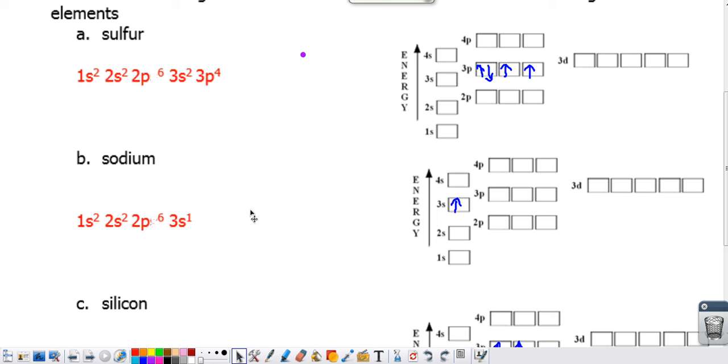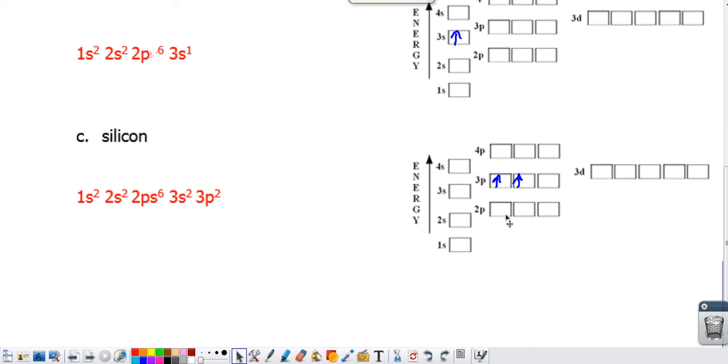For sodium, it'd be up, down, up, down, up, up, up, down, down, down, and then the up. And then for silicon, it'd be up, down, up, down, up, up, up, down, down, down, up, down, up, up. And that feels unsatisfying because you put the 2 ups in there and then you just stopped. Well, you ran out of electrons. So you have an empty orbital, just like you might have an empty chair. It's just not being used.